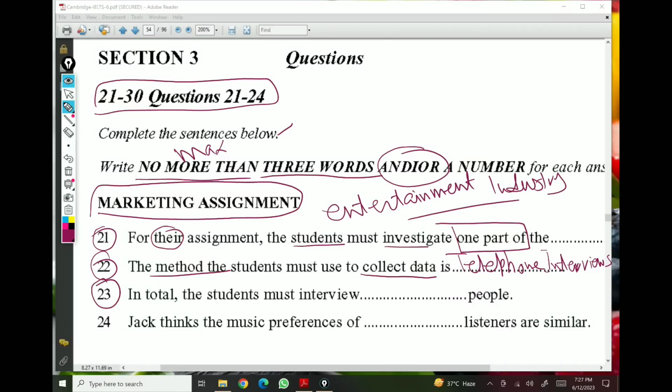Okay, question number 23. In total, students must interview dash people. What will be the answer? In total, students must interview 50 people, 30 people, 20 people, but they will not give you the answer straight away. First, I thought we would have to interview 100 people. That's so many. And then I read the instruction and they said 50. And then the other will say, you'll be glad to know that now you just have to interview 15 people. Oh, really? What is the answer? 15.